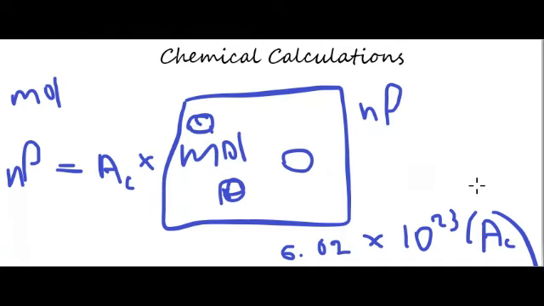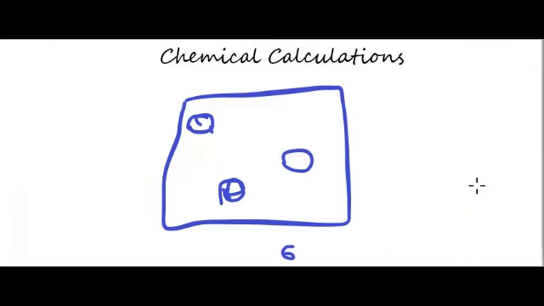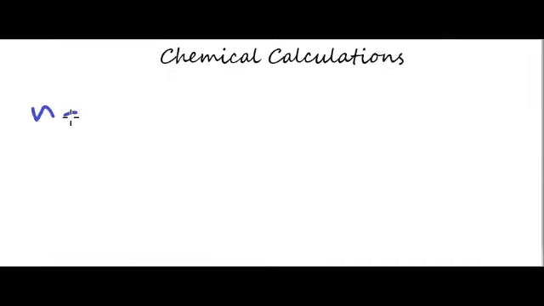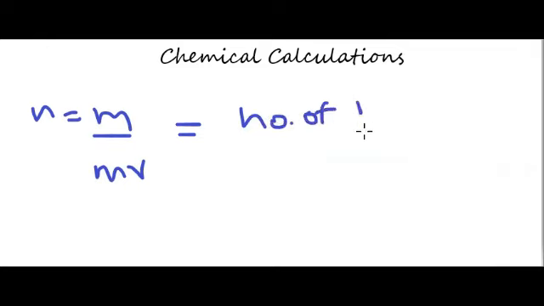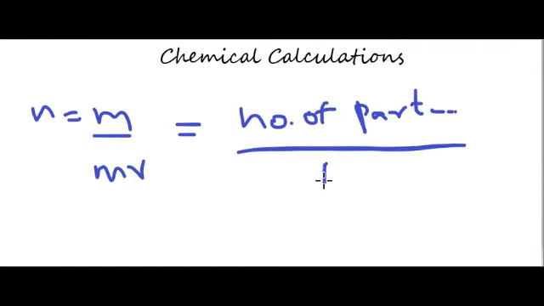So we can calculate moles in a different way too. The number of moles is equal to mass over MR. Now we can theoretically prove how it's equal to the number of particles divided by the Avogadro constant: number of moles equals number of particles divided by the Avogadro constant.